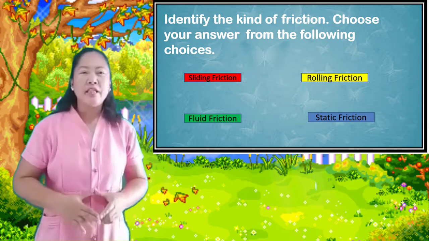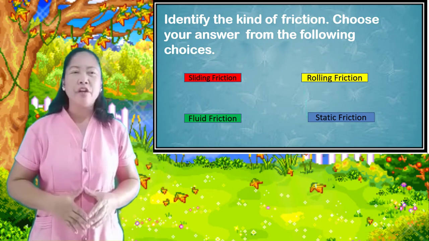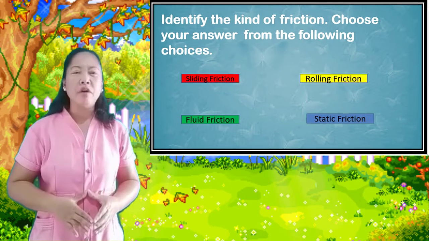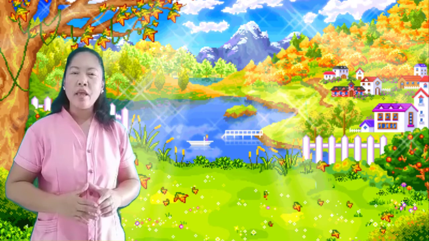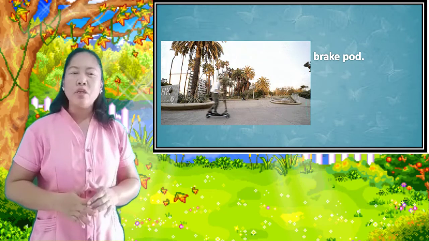Okay, kids, let's identify the different kinds of friction. Choose your answer from the following choices. If you choose red, it means sliding friction. If you choose yellow, it means rolling friction. If you choose green, it is fluid friction. If you choose blue, it means static friction. Okay, are you ready? Number 1 question.